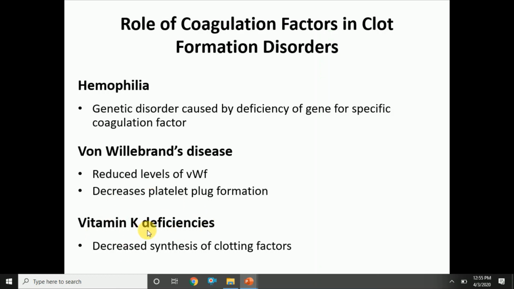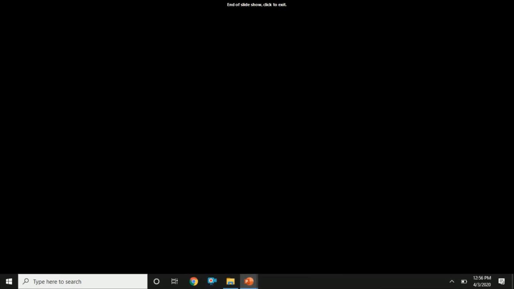Patients that have vitamin K deficiencies, okay, remember that vitamin K is needed by the liver to synthesize clotting factors. So if anybody has a deficiency in vitamin K, that can lead to the inability to make these clotting factors, and hence again, these patients would have bleeding tendencies. And now that concludes chapter 12.